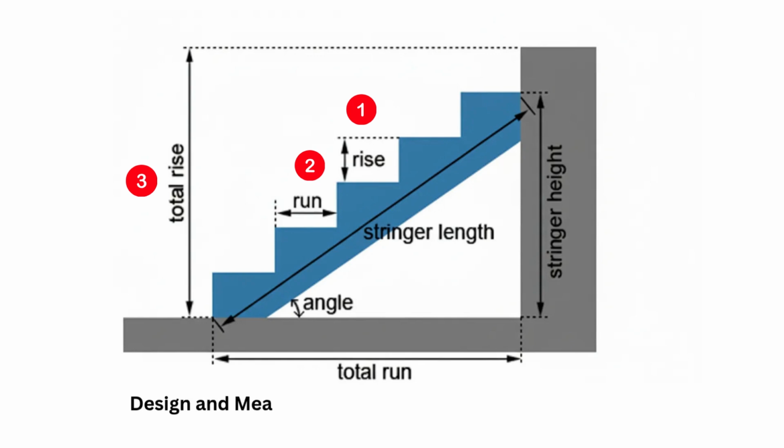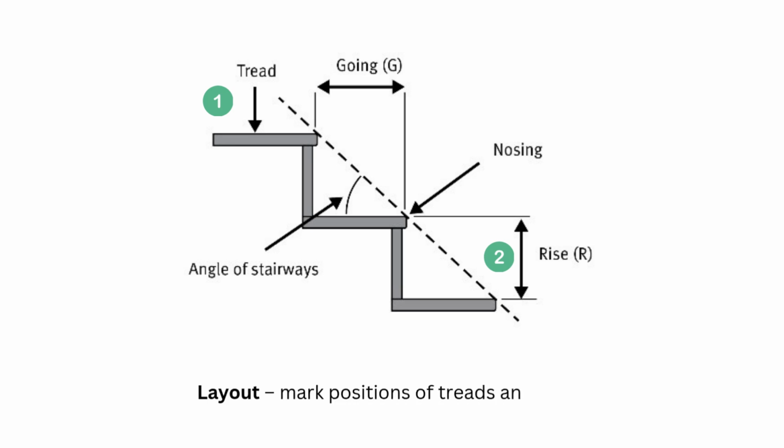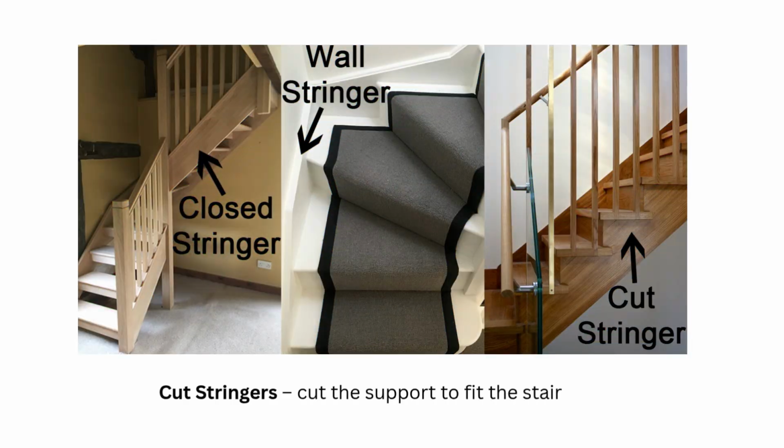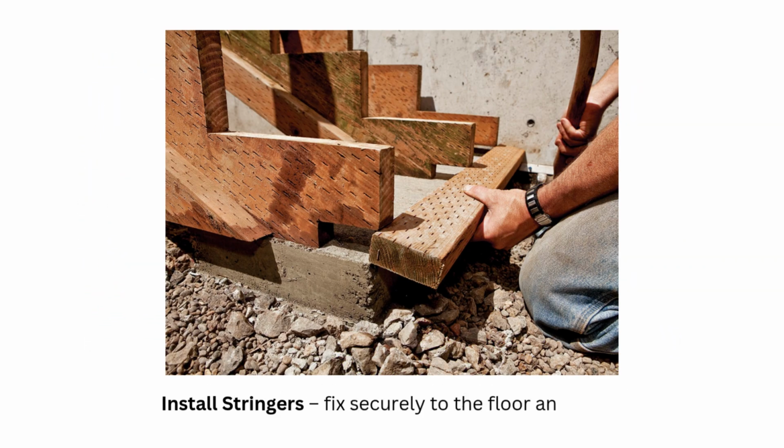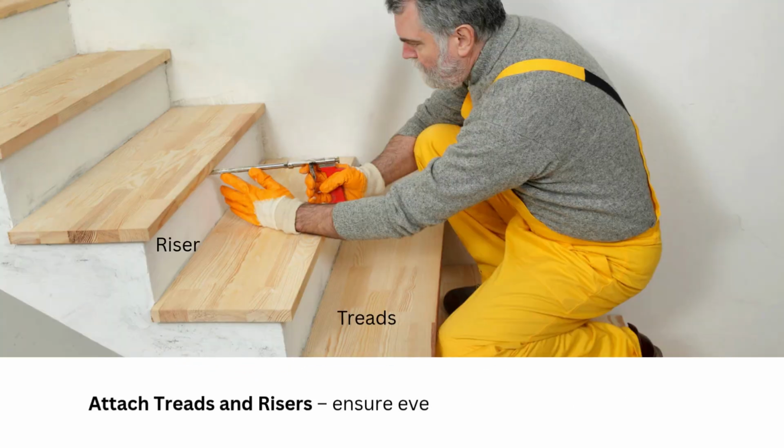Steps in stair construction. Design and measure determine rise, run, and total height. Layout, mark positions of treads and risers. Cut stringers, cut the support to fit the stair profile. Install stringers, fix securely to the floor and landing. Attach treads and risers, ensure even spacing and alignment.